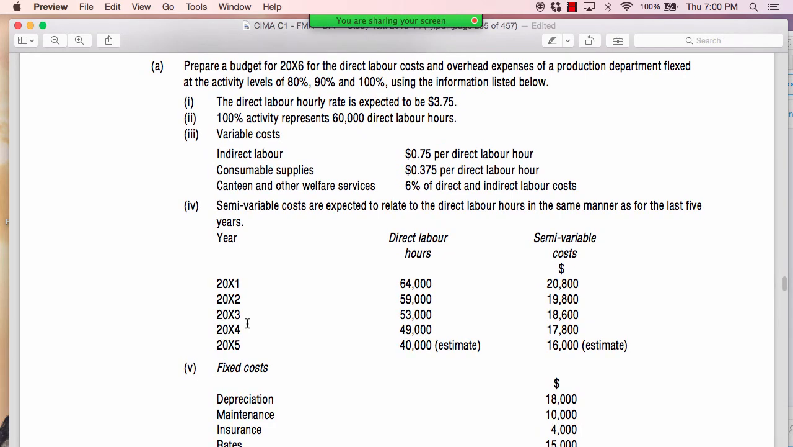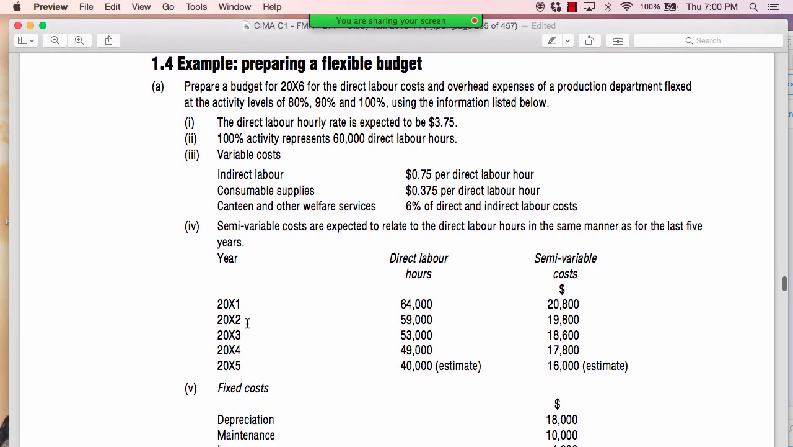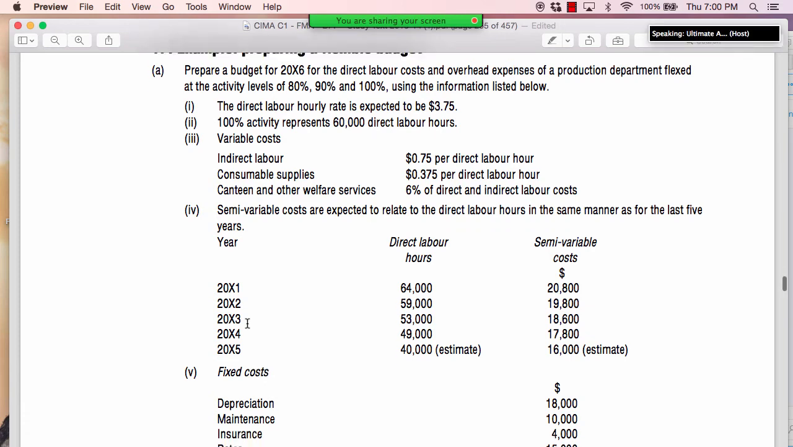Anyone? Do you know how to calculate that? So if 100% represents 60,000 direct labor hours, what is 80%? 48,000. How do you do that? 60,000, 48,000. How did you calculate that side? 60,000 multiplied by? 80%. Correct. Okay.